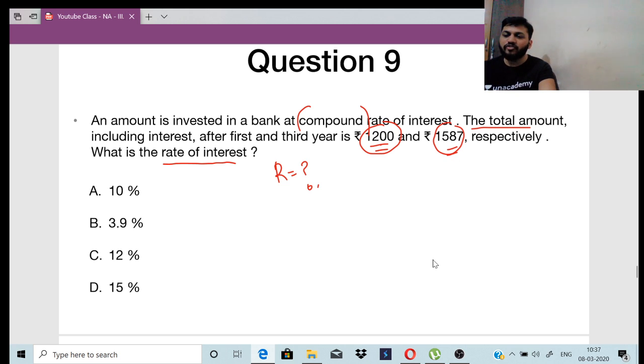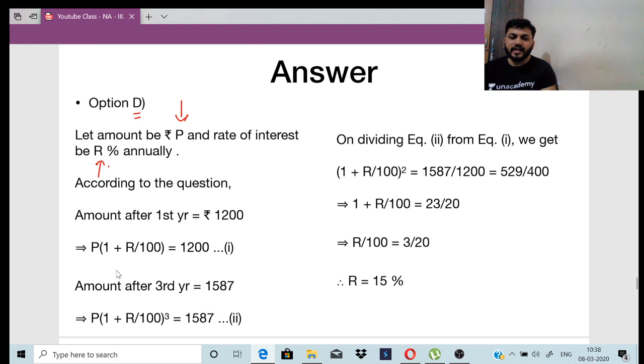What is the formula for compound interest? P into 1 plus R by 100 power n. This is the formula for compound interest. This is the first year, so n will be 1. So P into 1 plus R by 100 power 1 equals 1200. This is my first equation.